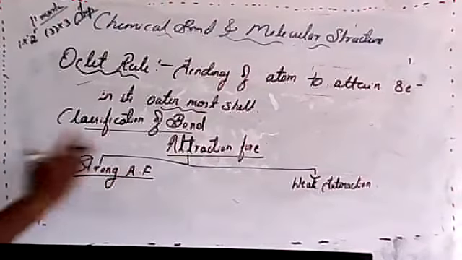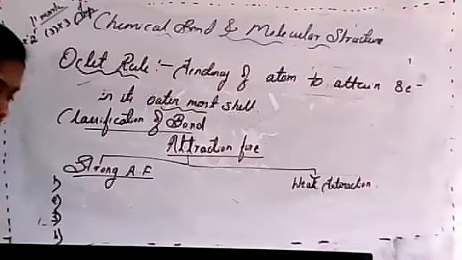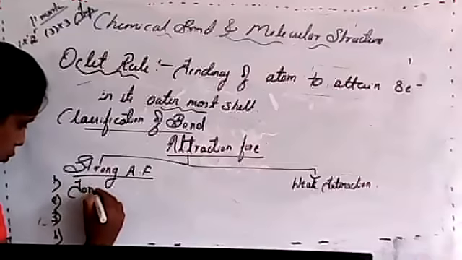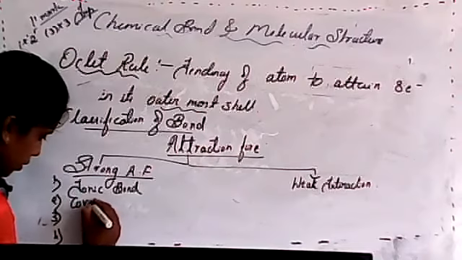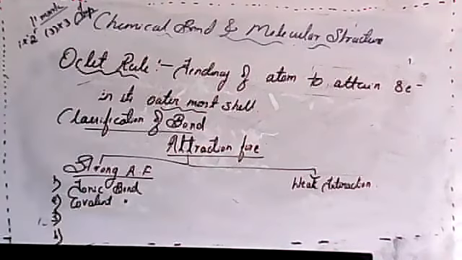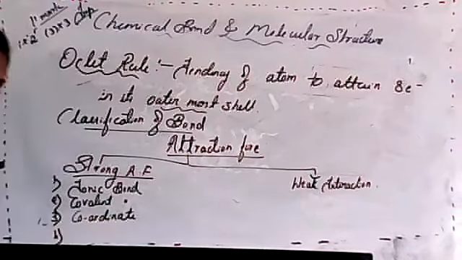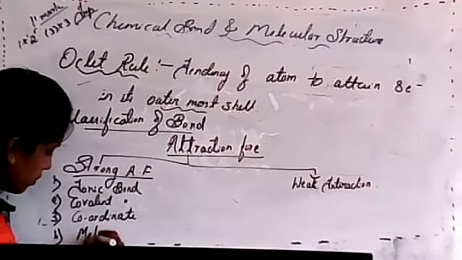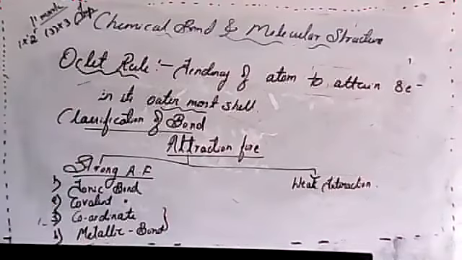In strong bonds, or strong attraction force, there are mainly four types. First one is ionic bond. Second one is covalent bond, very good. The next two are new for you: coordinate bond, and the last one is metallic bond. About these two you will study next year. About the first two, we'll study here.